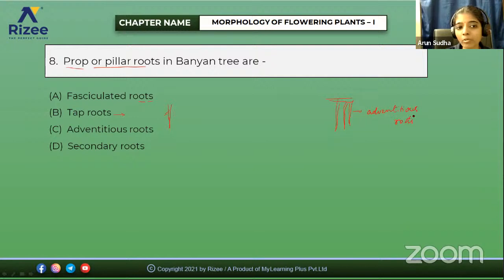Are you clear now? So they are not taproot. Yes, so these are adventitious roots. So the answer is C. You have to see the different types of roots that are given. Secondary roots arise from the primary root in the taproot, and then tertiary roots. Okay. The next question.